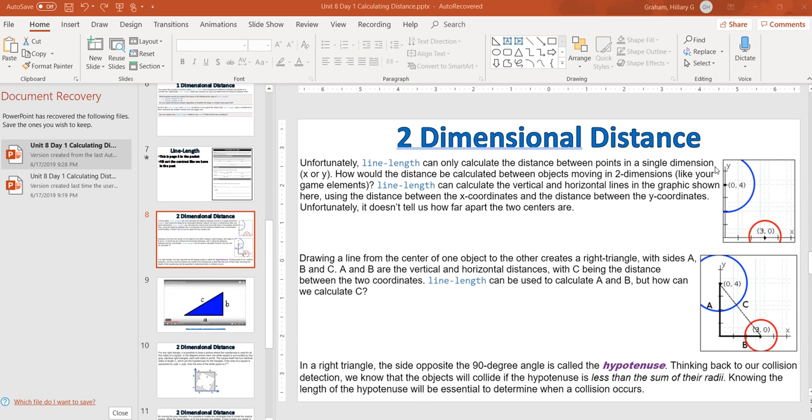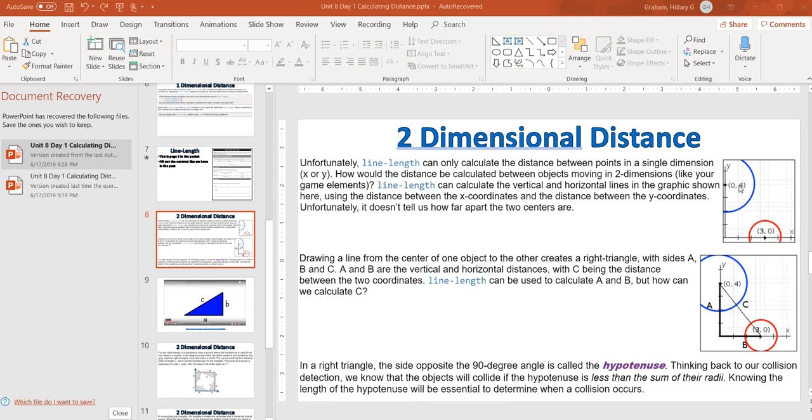So I have this point here, 0, 4. So when x is 0, y is 4. And I also have a point here when x is 3, y is 0. I couldn't use line length as it stands now to find the distance between these 2 points. All I could do is find the distance between 0, 4, and 0, 0, and then 0, 0, 3, 0.